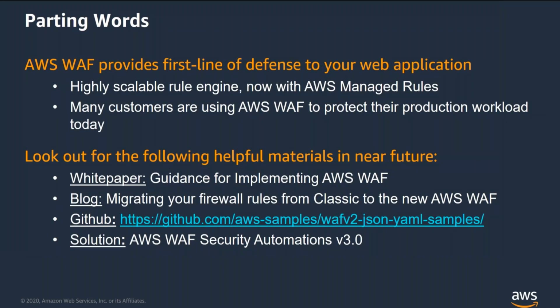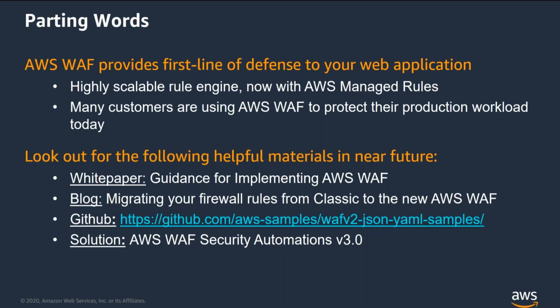So that is it for today. Here are some parting words before we finish this webinar. AWS WAF provides a first line of defense to your web application. It is a highly scalable and flexible rule engine, and now gives you AWS Managed Rules that you can get started with quickly. And there are many customers today who are using AWS WAF to protect their workloads.